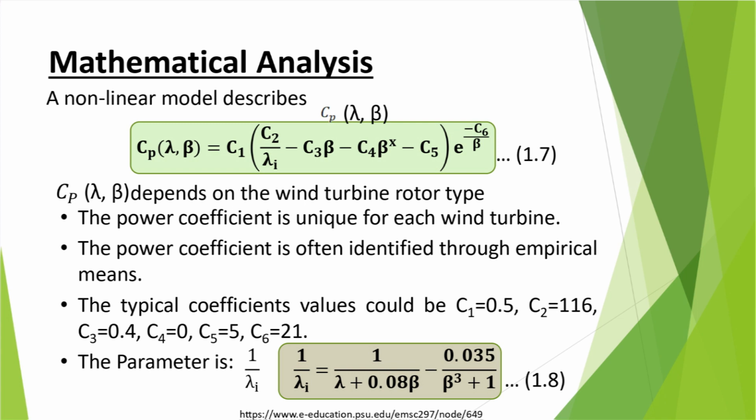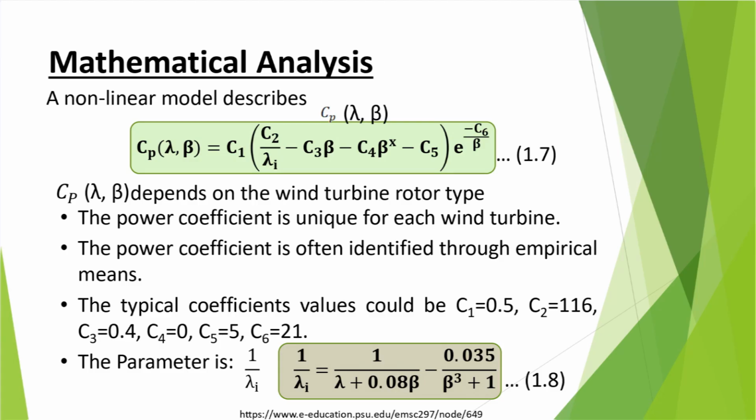Now, Cp of lambda and beta depends on the wind turbine rotor type. The power coefficient is unique for each wind turbine, because the nature of wind, the construction, and the design decide your power coefficient. The power coefficient is often identified through empirical means, so there is no standard formula and it needs to be obtained. The typical coefficient values are 0.5, 116, 0.4, 5, 1, and so on. And the parameter 1 upon lambda i is also given with certain classical relationships.